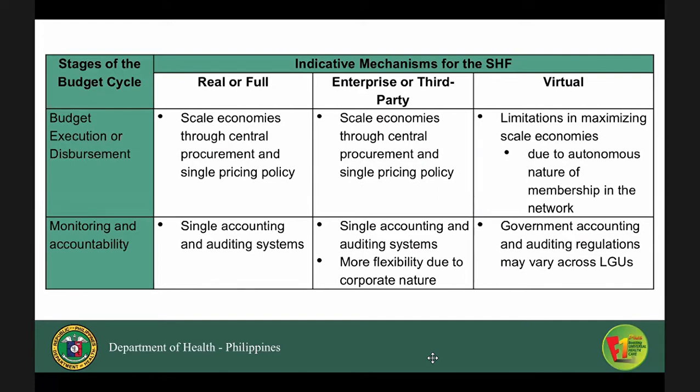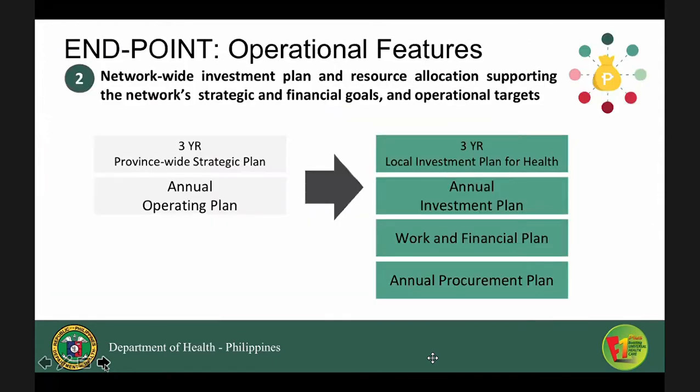So, pagka sa monitoring and accountability, either the real or full, there will be a single accounting and auditing system. Sa enterprise, the same, all of them. Kaya lang, pag itong virtual, ibig sabihin, mix siya, it will be under the Department of Budget and Management. Okay, they will always follow government accounting rules and regulations. So the same, I think I have mentioned this, 3-year local investment plan for health, the LIPH, and then annual investment plan, work and financial plan, and APP, annual procurement plan. So your annual operating plan will be based on this, no?